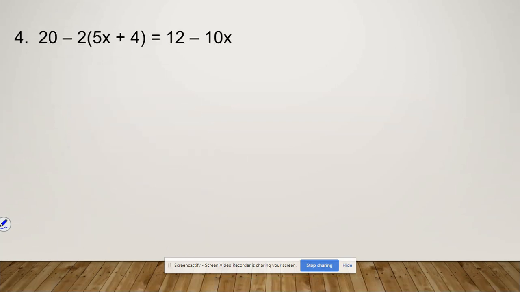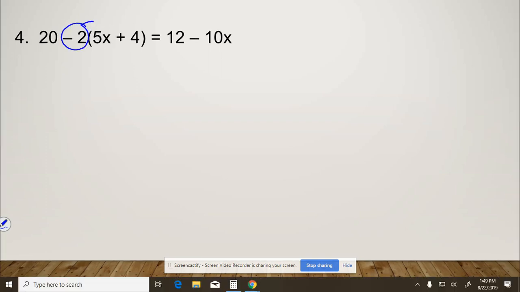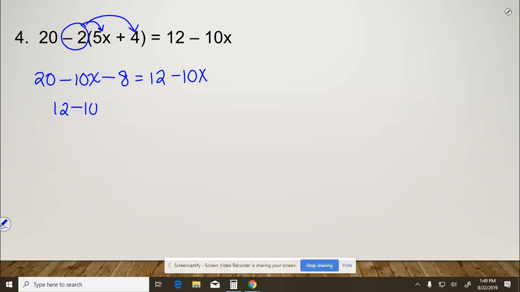All right, 4, making it a little bit more challenging. So now we have to distribute negative 2. All right, so we get 20 minus negative 2 times 5 is negative 10x, minus, because negative 2 times positive 4 is a negative 8, equals 12 minus 10x. Simplify, 20 minus 8 is 12 minus 10x equals 12 minus 10x.